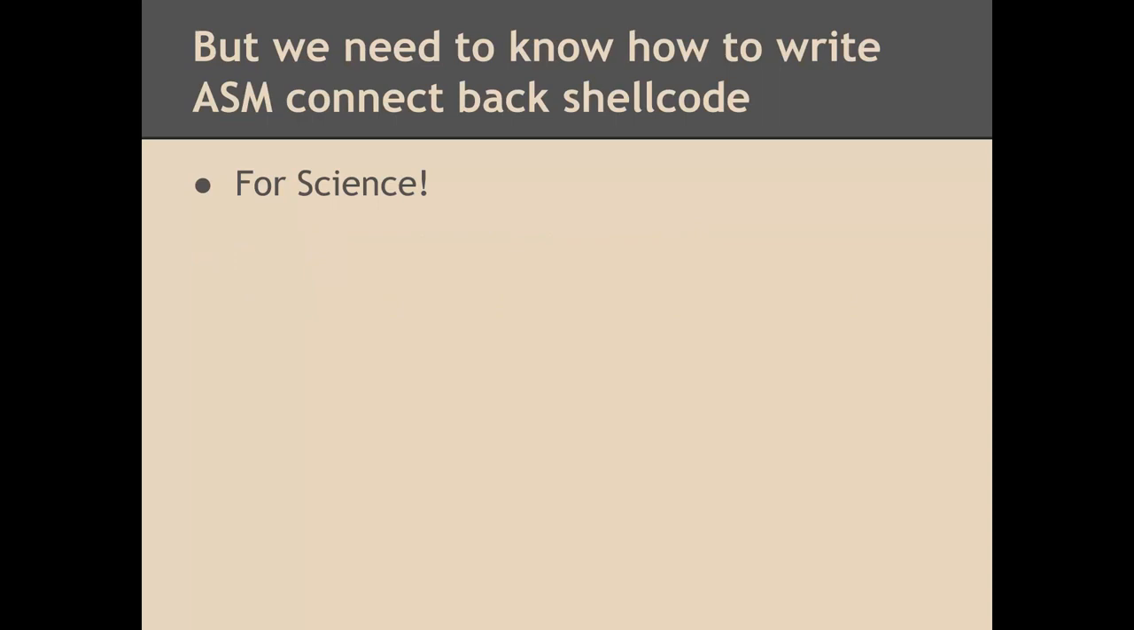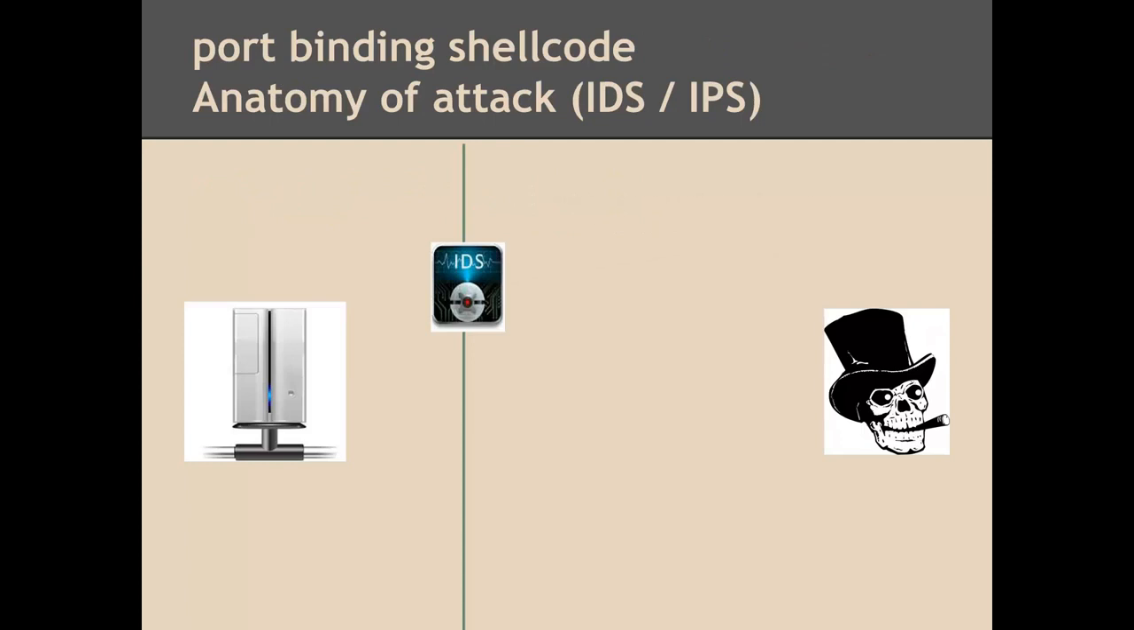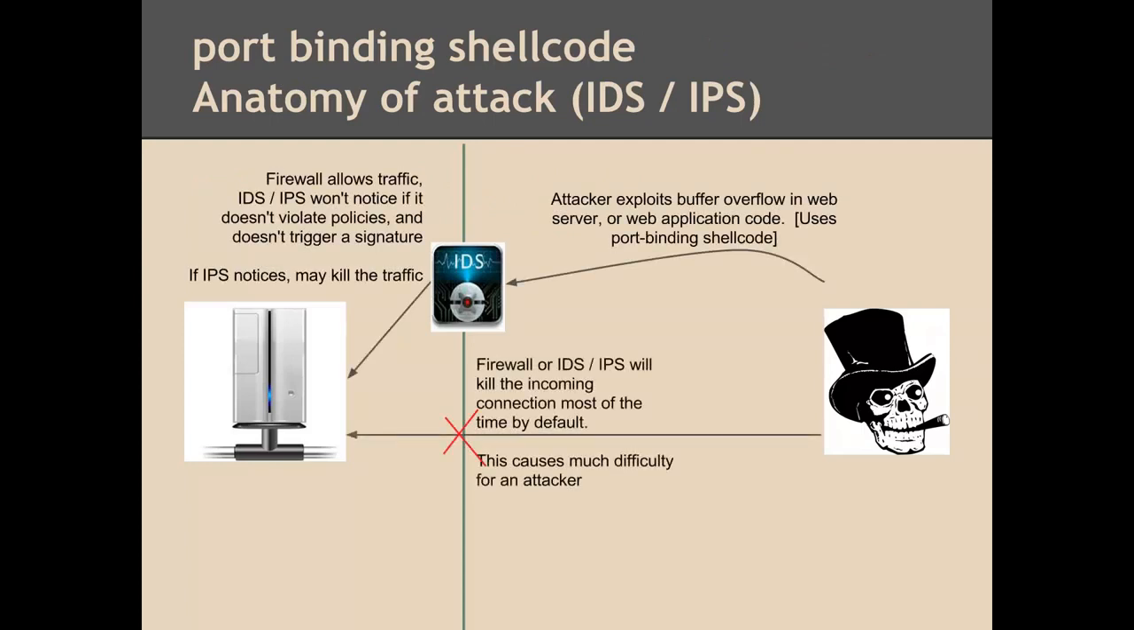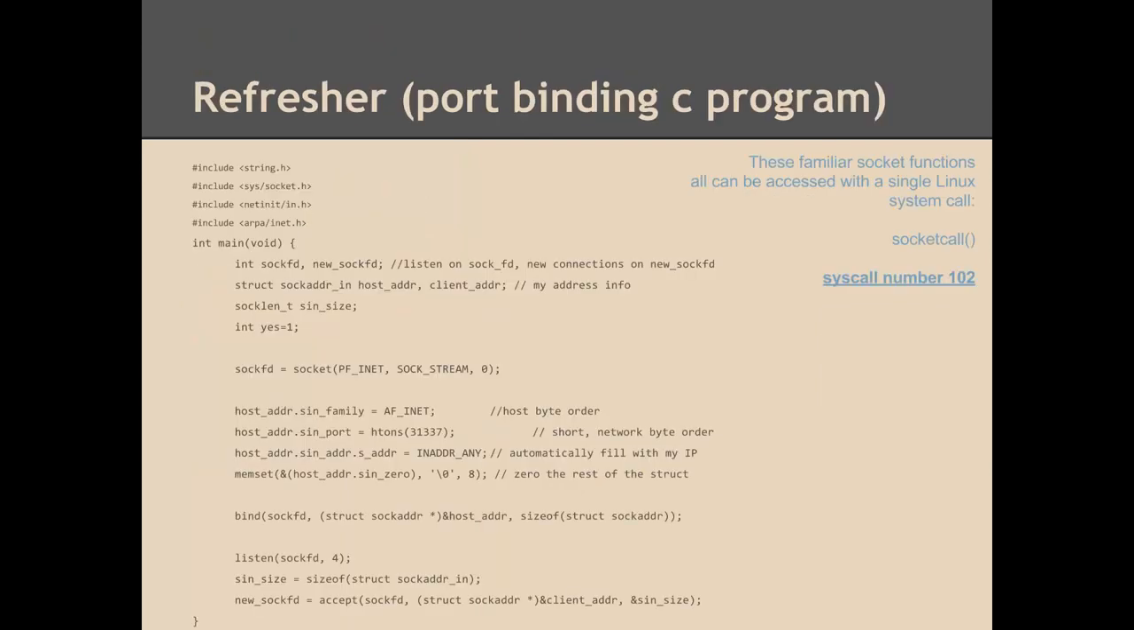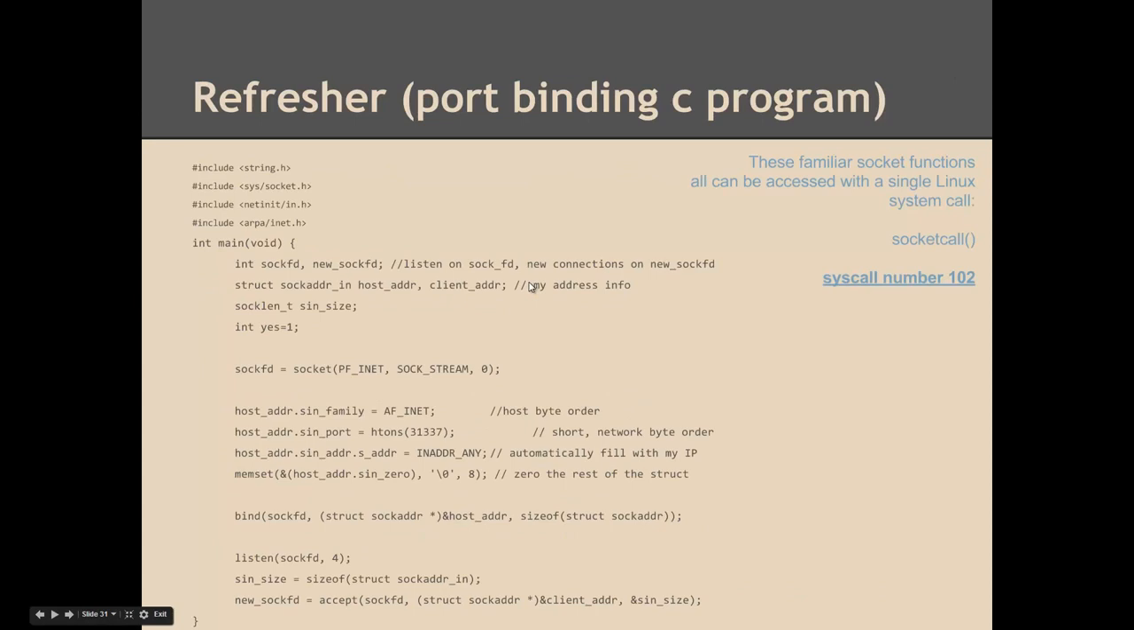We're going to explore how to write connect back shellcode, working from the previous port binding shellcode example that we had. And we're going to first go over a refresher. This C code effectively binds a socket to an IP address and port, and then it listens for connections, and then handles them after accepting each connection.